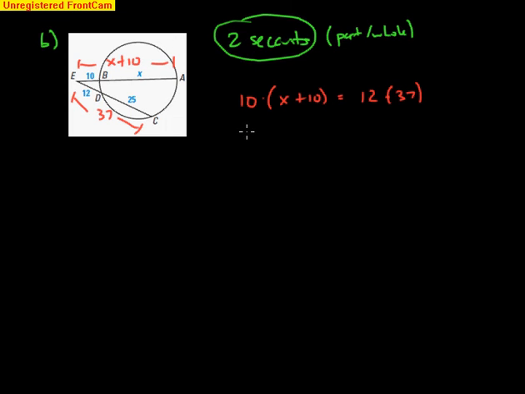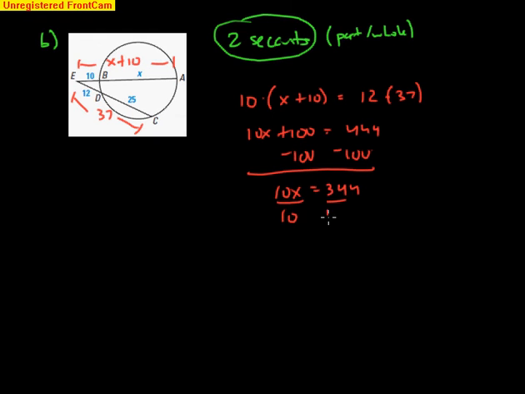So we distribute the 10, 10x plus 100 equals 12 times 37, which is 444. Subtract 100. 10x equals 344 and divide by 10. And that's going to give you 34.4. No quadratic formula necessary. You should be very thankful when you see a situation like this. 2 secants case.